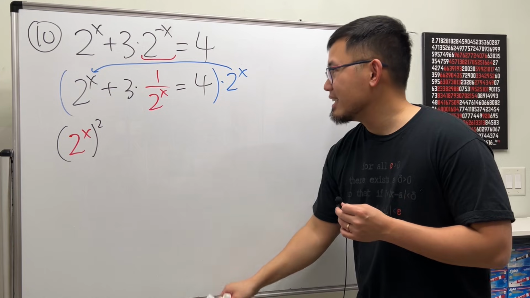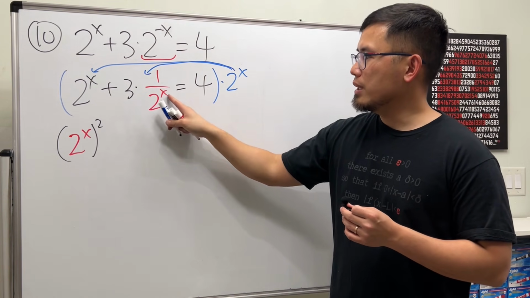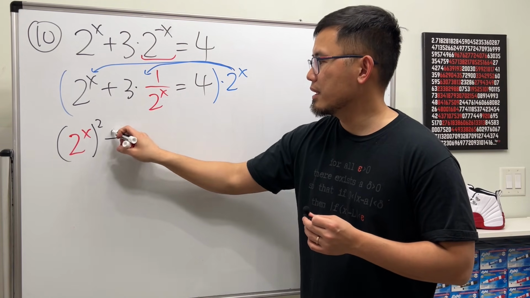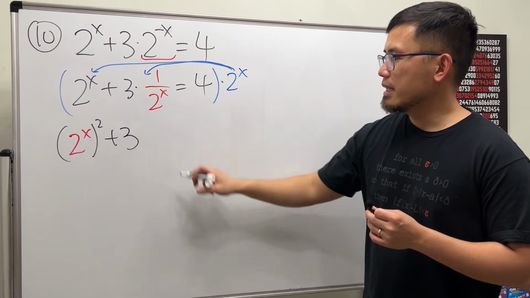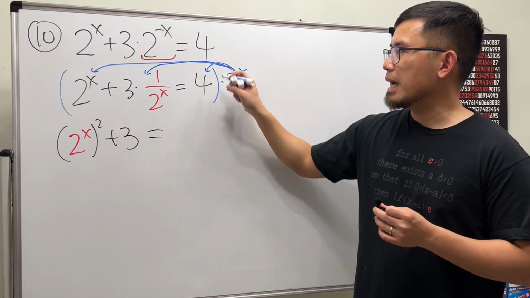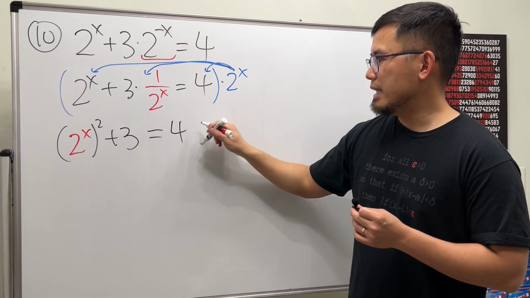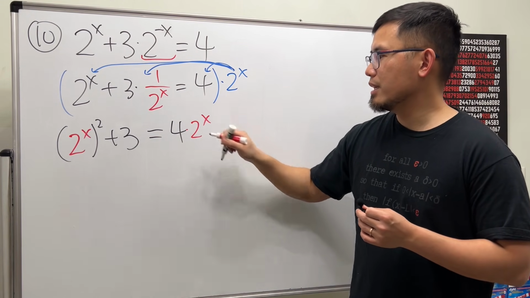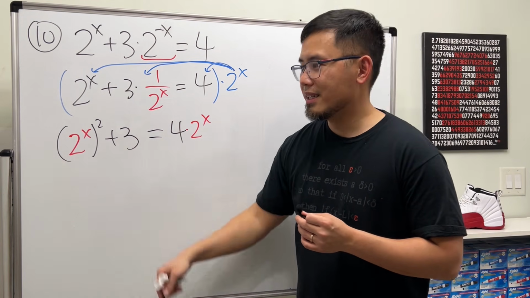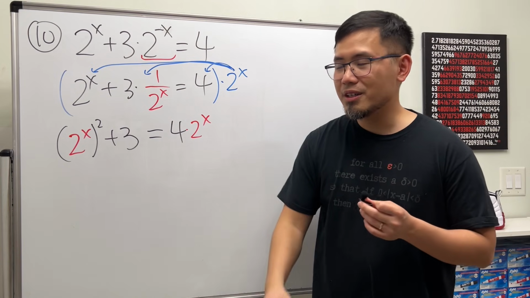And then next, when I multiply the 2 to the x with this term, the 2 to the x will cancel, so we'll just get a plus 3, right? And then this is equal to, lastly, we take 2 to the x times the 4. I'm just going to write it as 4, and then let me write down the 2 to the x in red like this. The reason why is because you see that I did this on purpose, because this is similar to what we did earlier.